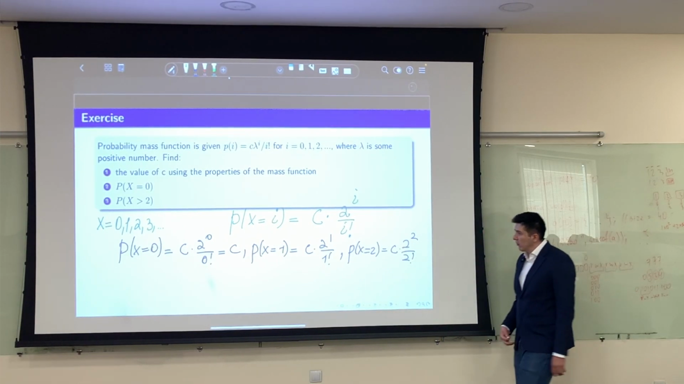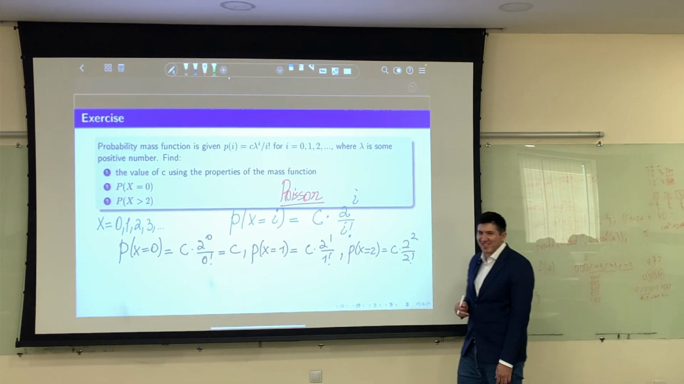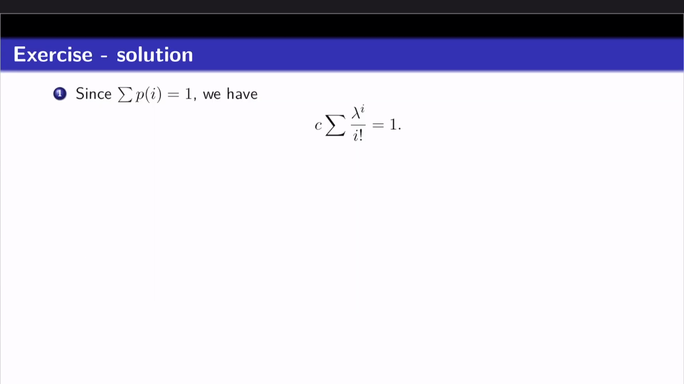Okay, it is very important, and it's a little bit of a theoretical example, but this is one of the really important discrete distributions. It is called the Poisson distribution. I'm just going to announce this before, but we are going to discuss this in more detail next week. It is written like this, Poisson distribution. Yeah, Poisson. Okay, so let's solve this together.